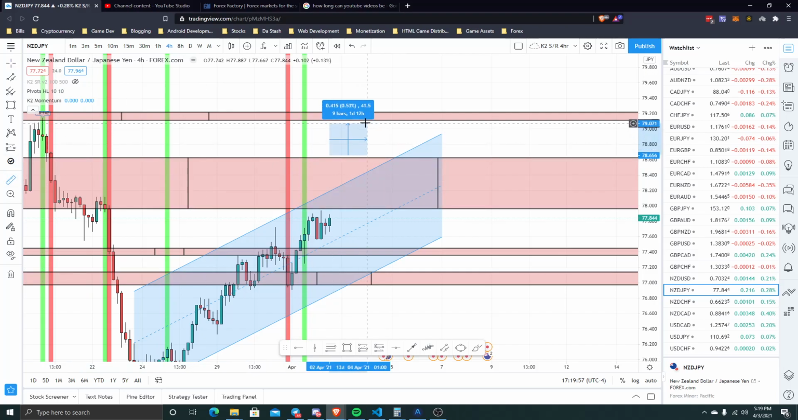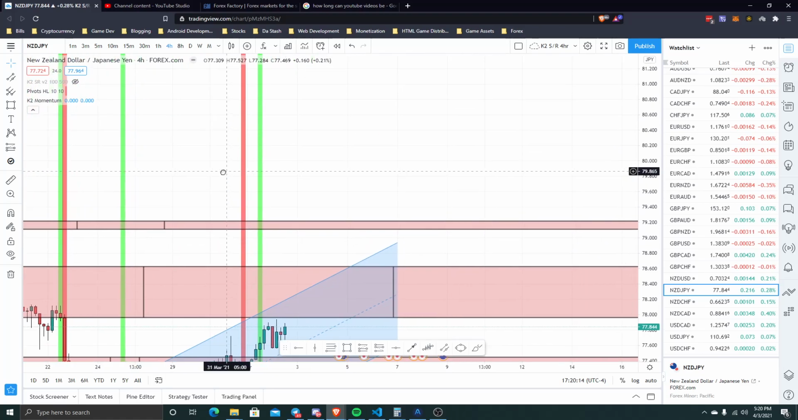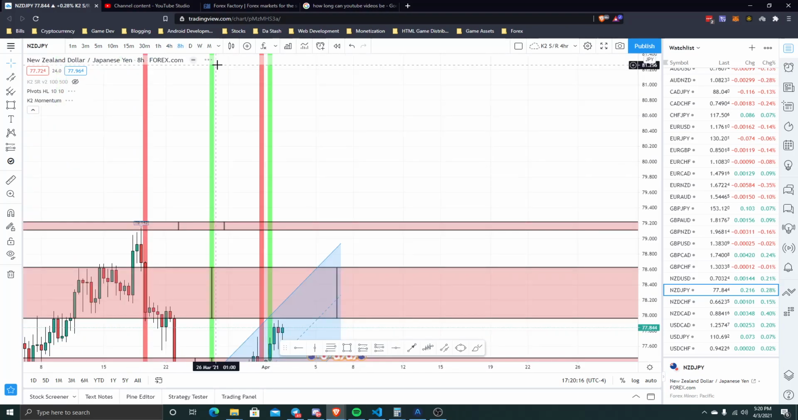let's see. I might take this trade up in this area right here. But if it breaks above this zone right here, definitely going in for a trade. Let's see what the next zone is up here.